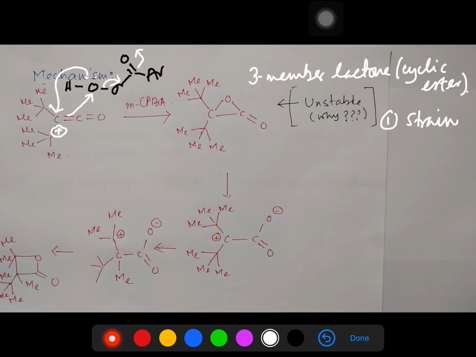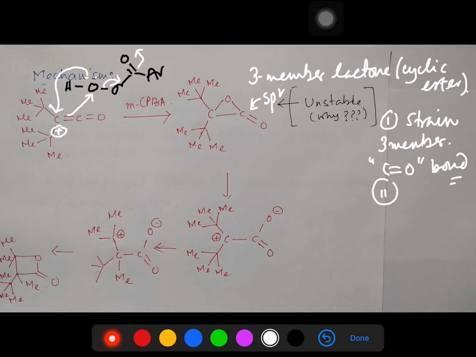It has a strain. Why? Because see, it's a 3-member ring, and there is one C=O double bond. So first of all, strain because a 3-member ring has around a 60° angle, and second there is an sp2 carbon. Okay, so this is strain. This is point number 1.